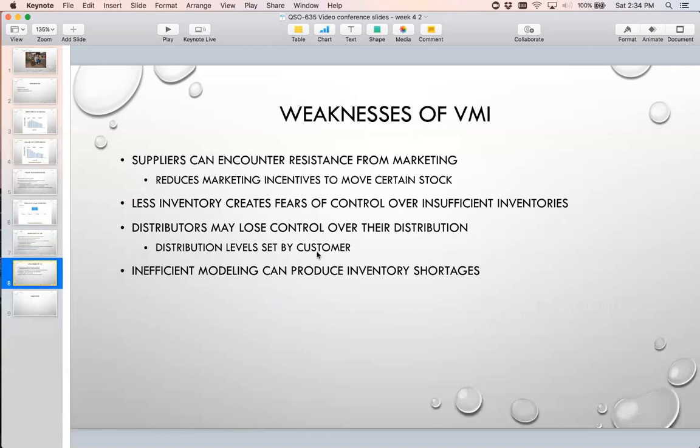Now, weaknesses. The weaknesses are mostly behavioral.